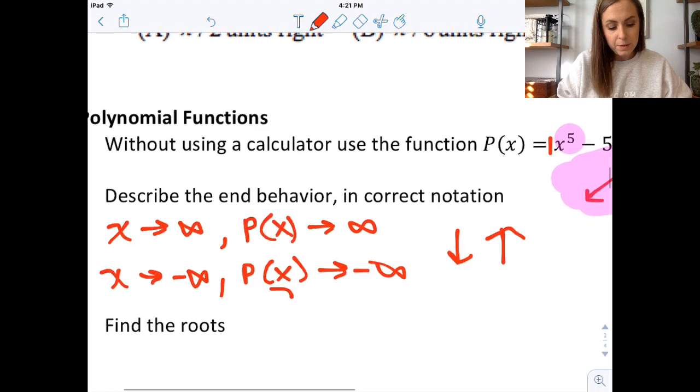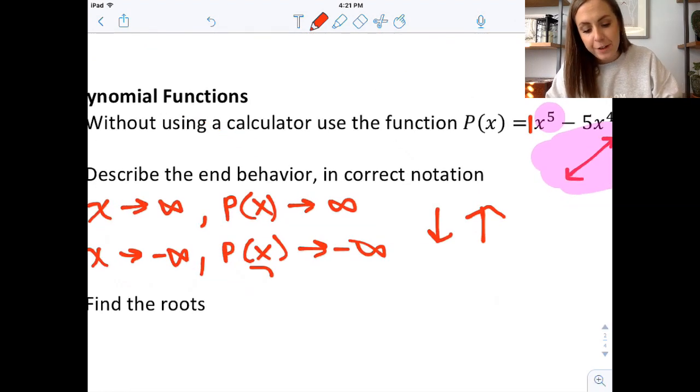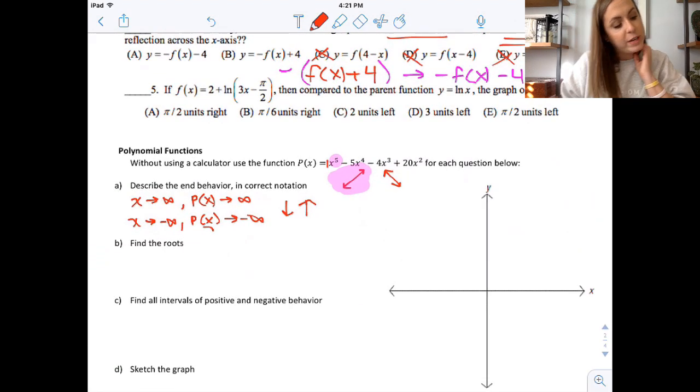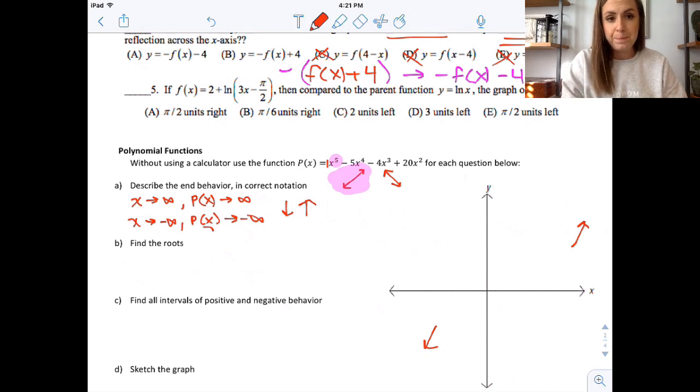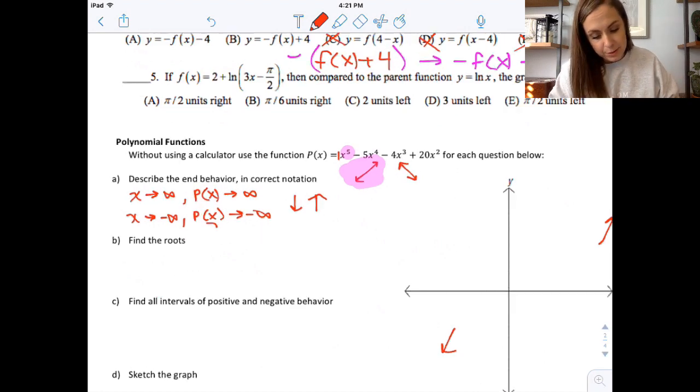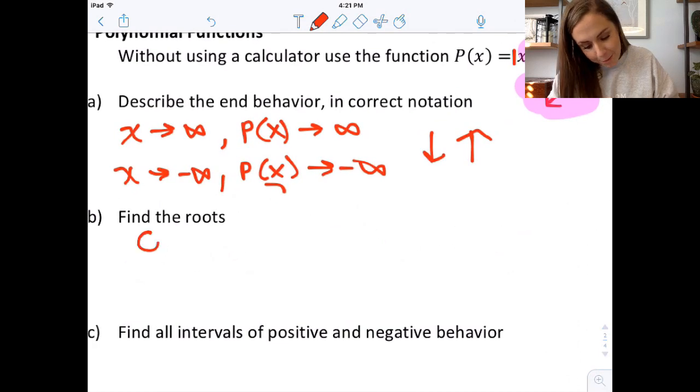All right, now we can kind of fill that in on our picture if we want to. We can remember that this will go down here and up over there. And look, it looks like a line with a positive slope. All right, find the roots. The roots are going to be the values that make the function equal 0. So we're going to set this function equal to 0. So I've got 0 equals x to the 5th, and so on.